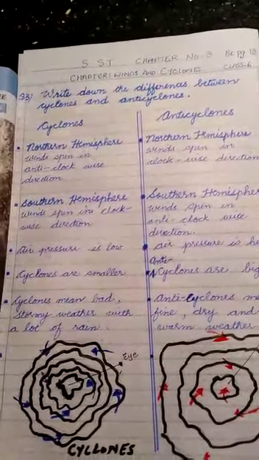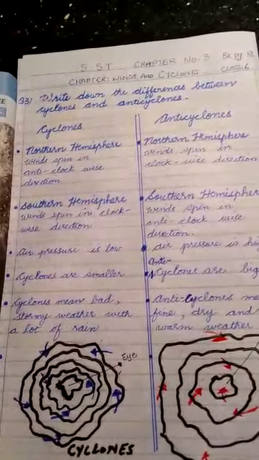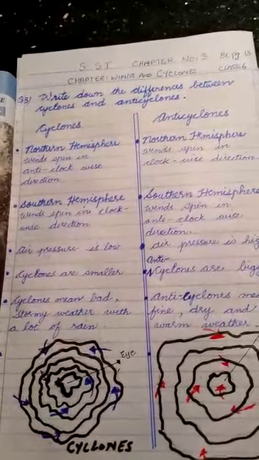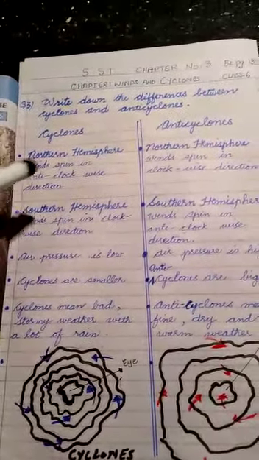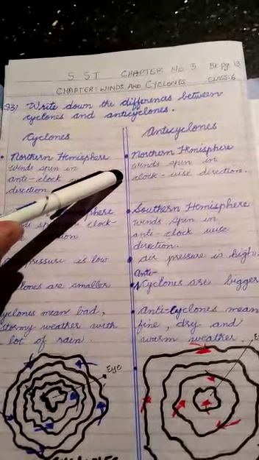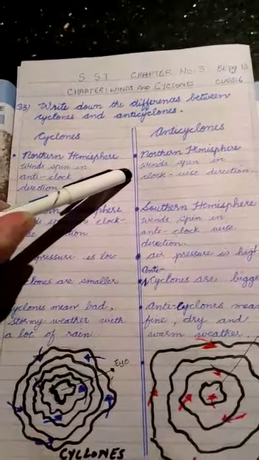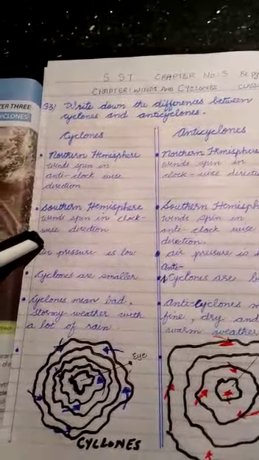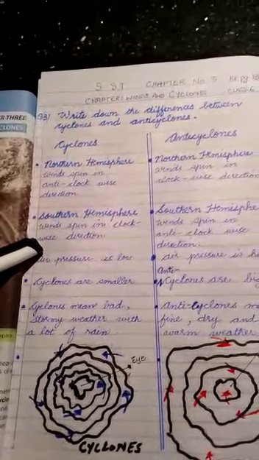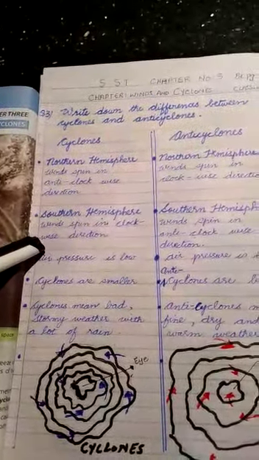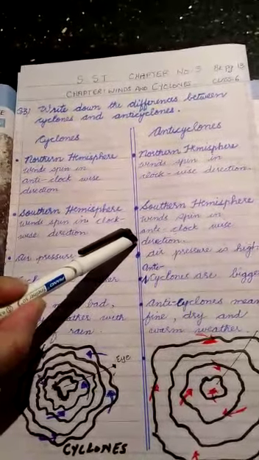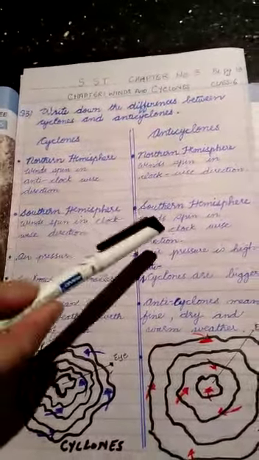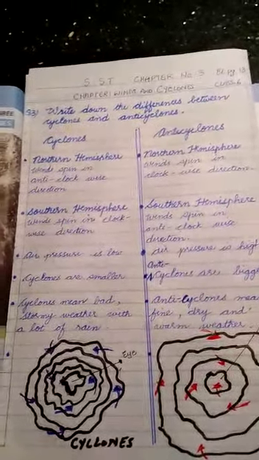First of all, we will take northern hemisphere for both cyclones and anticyclones. In cyclones in northern hemisphere, winds spin in anti-clockwise direction, and in anticyclones in northern hemisphere, winds spin in clockwise direction. Okay, then we will take southern hemisphere. In cyclones, winds spin in southern hemisphere in clockwise direction, and in southern hemisphere, in anticyclones, winds spin in anti-clockwise direction. So the directions are opposite in both the hemispheres.